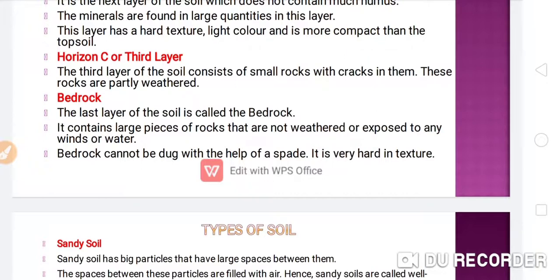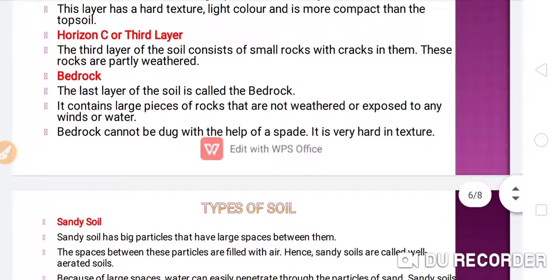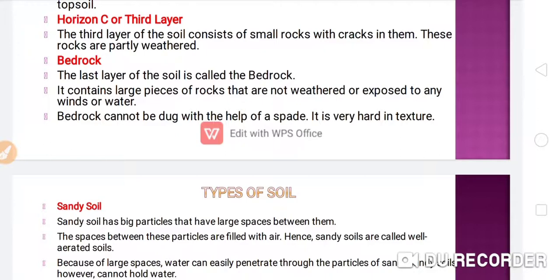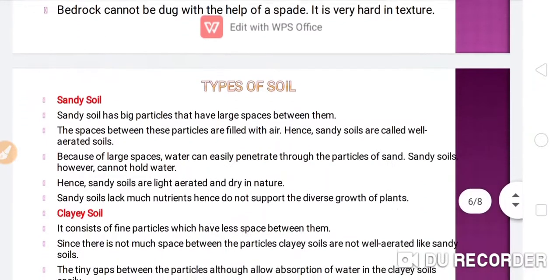Now the last layer of the soil, that is the bedrock. The last layer of the soil is called the bedrock. It contains large pieces of rock that are not weathered or exposed to any winds or water. Bedrock cannot be dug with the help of a spade. It is very hard in texture. It means the hardest part of the soil is the bedrock.